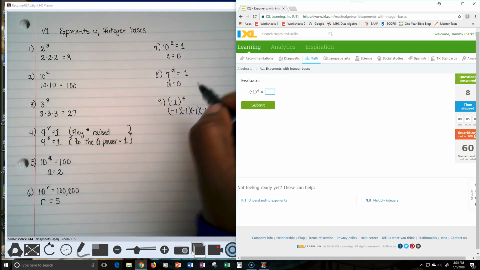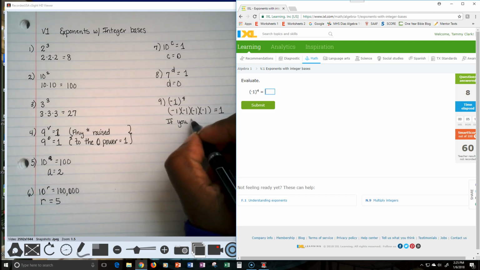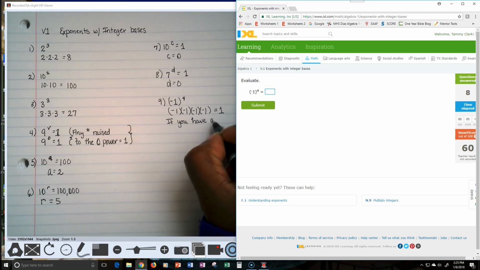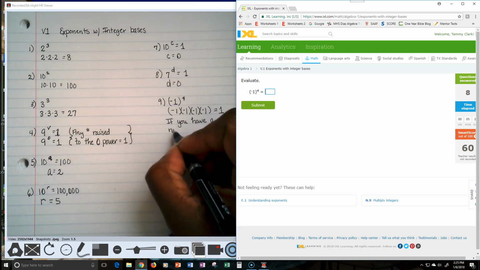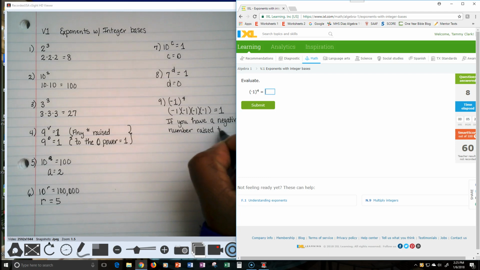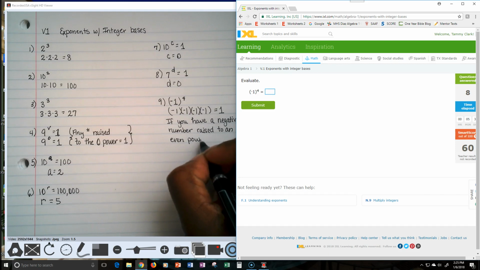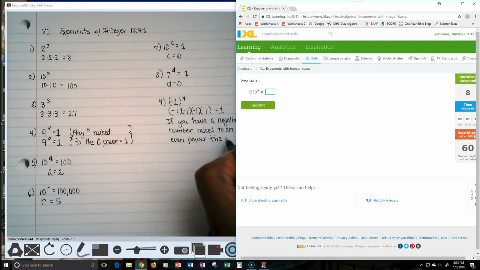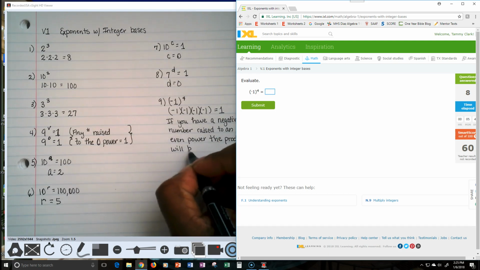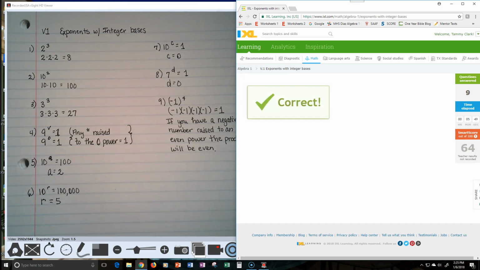So one of the things that you can think of, if you have a negative number raised to an even power, the product will be even. And that may save you some time when you're trying to multiply them. So our answer would be 1.